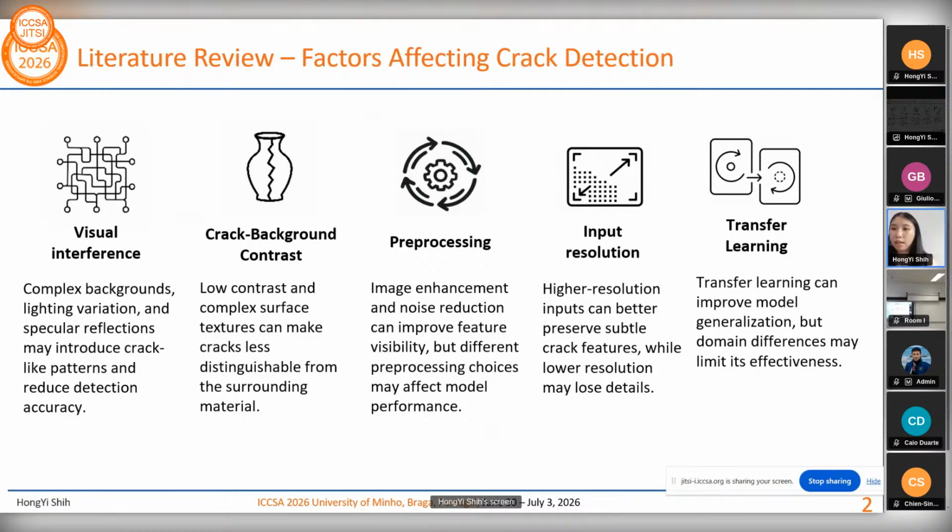Pre-processing strategies such as image enhancement and noise reduction can improve feature visibility, but different pre-processing strategies may have different effects on model performance. Input resolution: higher resolution can better preserve subtle crack features, while lower resolution may lose more details. And also transfer learning can improve model generalization, but domain differences may limit transfer learning effectiveness.